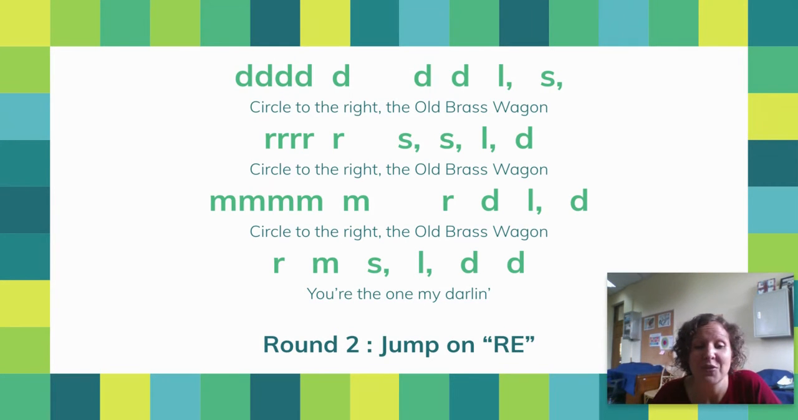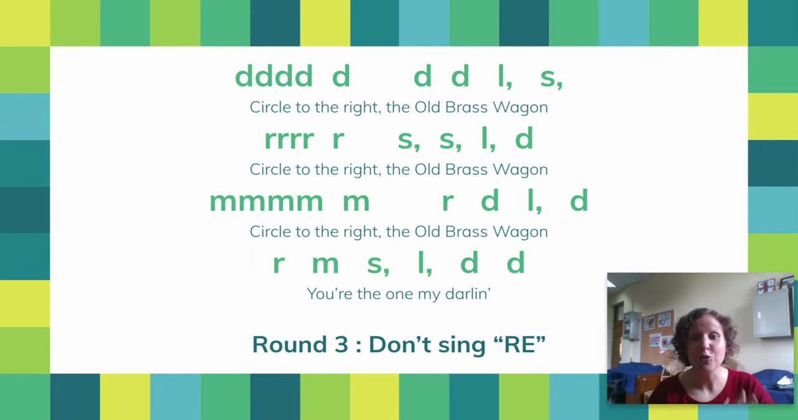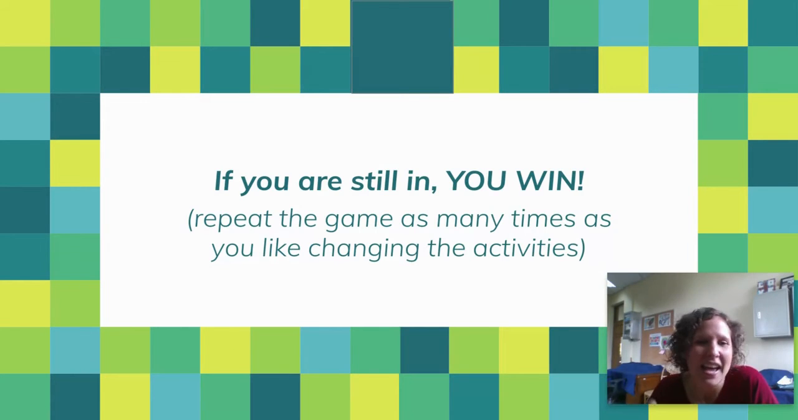The second round is to jump on Ray. And then the third round is to don't sing Ray. That one's sort of fun. Do do do do do do do la so. La do me do la do me re so la do, and I messed up, so I would be out. And if you're still in, you would be the winner. And then you could play it again and maybe change the activities with other people. But that's the example of my game.